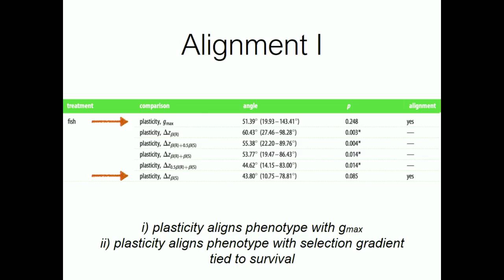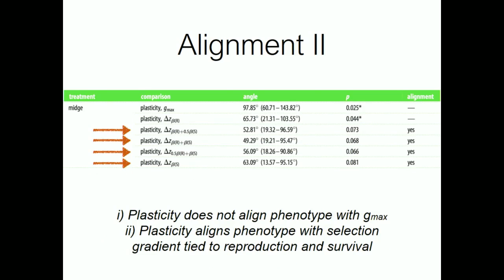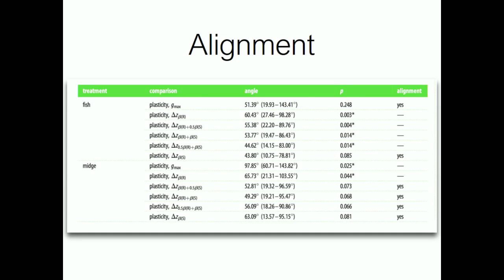If you look at the top row, this is the fish condition. Here's plasticity and whether it's aligned with Gmax. And the answer is yes. Here's plasticity aligned with one aspect of the selection gradients. And the answer is yes. Here we have a bunch of no's, but there are some yeses. So this is one environment, one treatment, the fish, and we get some corroboration of this alignment question. We also see that there is evidence of alignment in the midge treatment as well. However, plasticity does not align with a phenotype with Gmax, but it does align under multiple conditions there. The overall picture is that there is quite substantial evidence for alignment being able to happen, but also some missing gaps here. Why didn't we get this all the time?